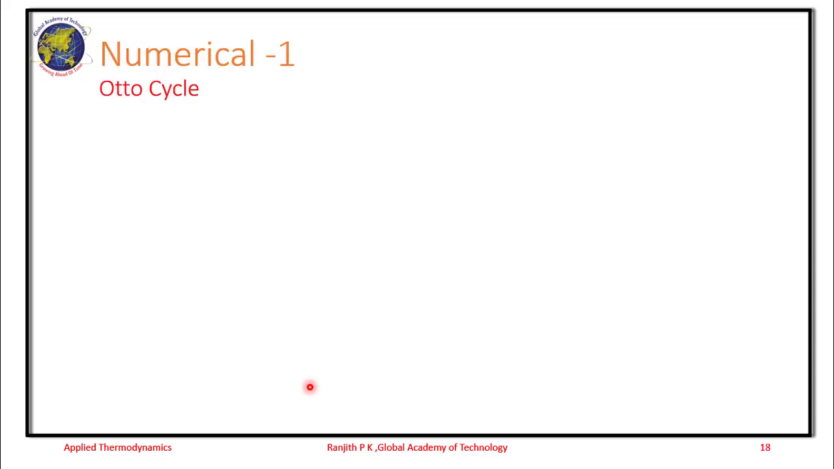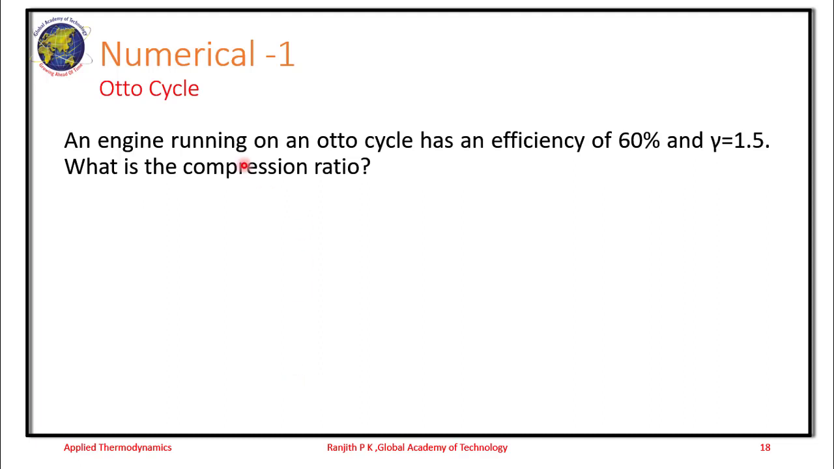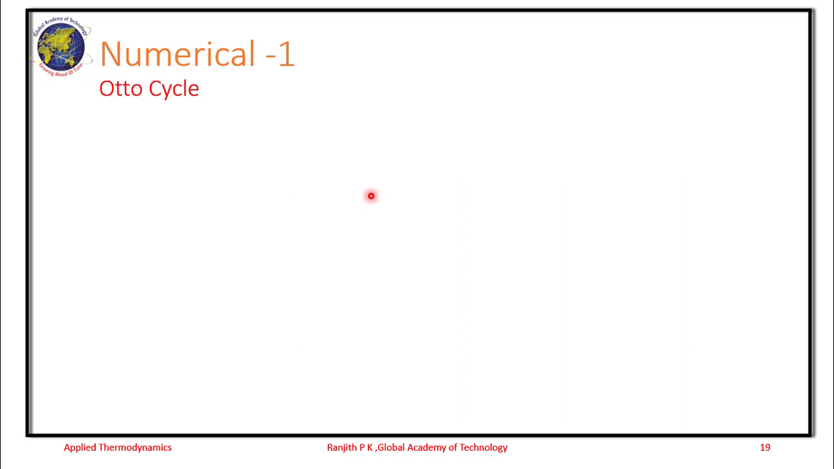We look at the sample numericals. First numerical: an engine running an Otto cycle has an efficiency of 60% and gamma is equal to 1.5. What is the compression ratio? So here they have given the Otto cycle efficiency and the value of gamma. We need to find the compression ratio, that is nothing but Rc.